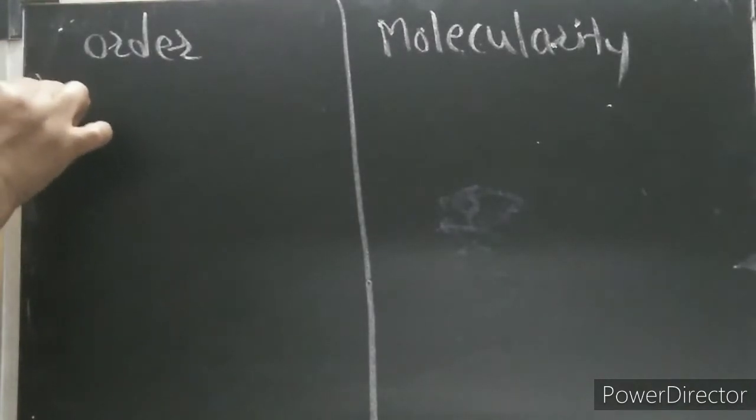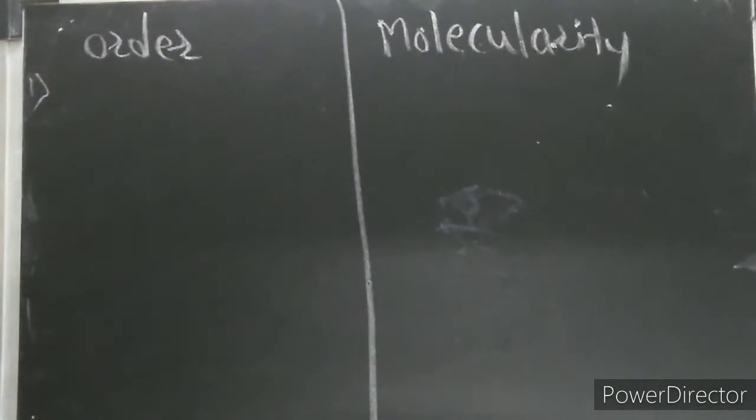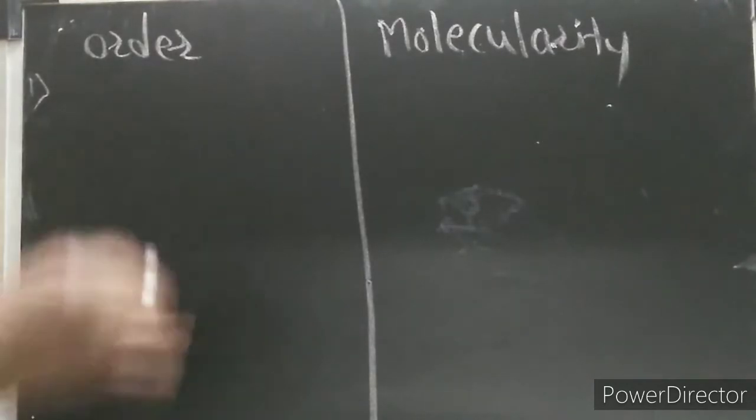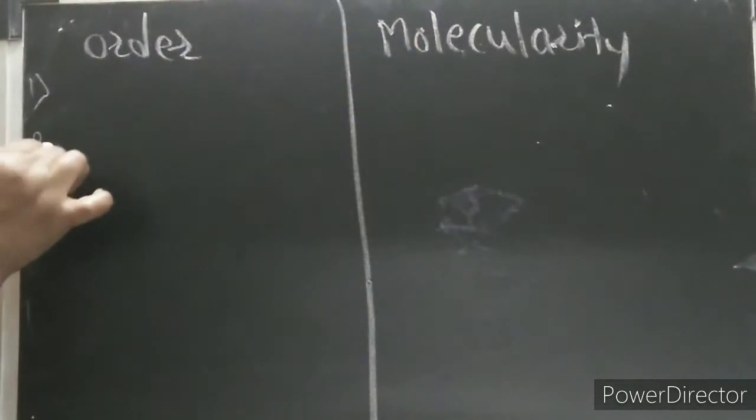So what is order of reaction? It is the sum of the exponents to which the concentration term in rate law is raised, called the order of reaction. What is the molecularity of an elementary reaction? It is the actual number of reacting molecules taking part in the reaction. So the number of molecules of reactants taking part in an elementary reaction is called molecularity. So the first point is regarding definition.